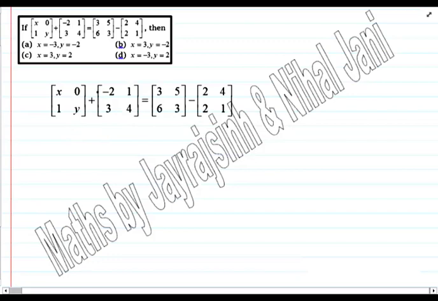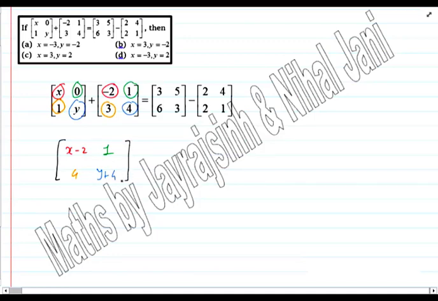On the left side, let's add two matrices. The corresponding first terms are x plus minus 2, so we will get x minus 2. Then the corresponding term is 0 plus 1, so it will give us 1. Next term is 1 plus 3, which gives us 4. And then y plus 4.